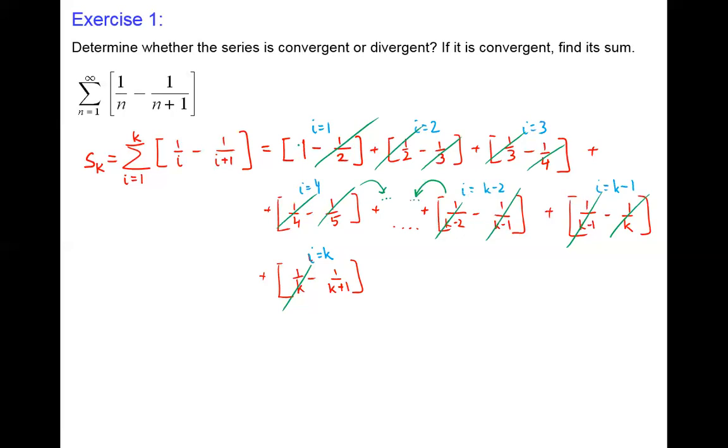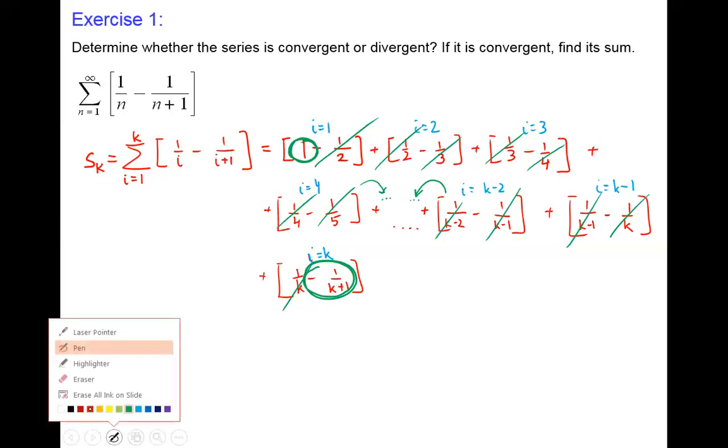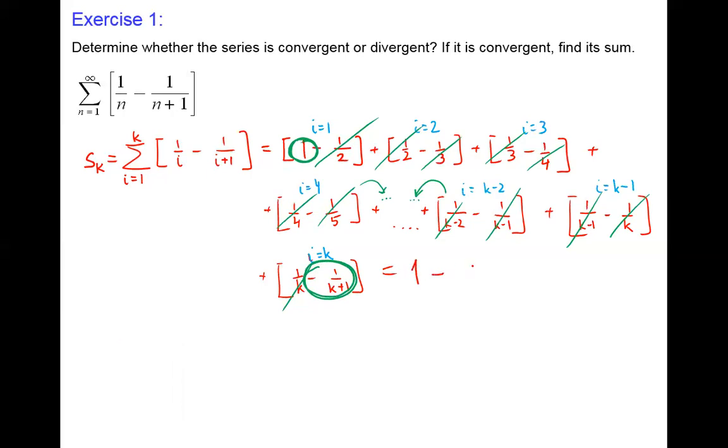But what has happened? I will never cancel the first term, and I will never cancel the last one. That means this is the second part of the last term and the first part of the first term. Okay? That means I can say that all of the terms are gone except 1 minus 1 over k plus 1. This is my partial sum, S sub k, and to find the sum, I have to find the behavior of the partial sum at infinity.